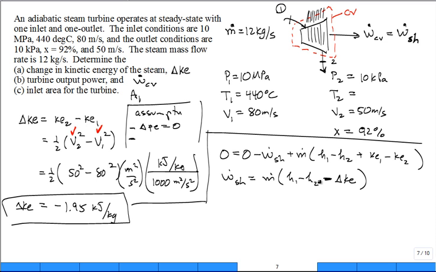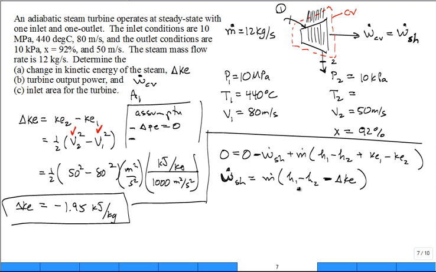I pause. I ask you, did I make an error? It's okay. And once you start looking at it, the steam is coming in with a lot of energy. H1 is going to be high because it's going to have to convert some of that fluid energy into shaft energy.